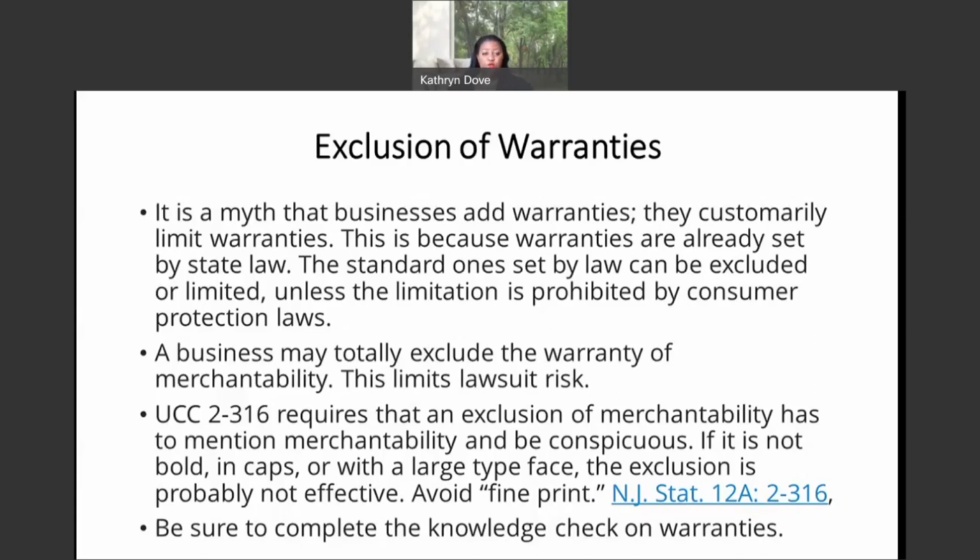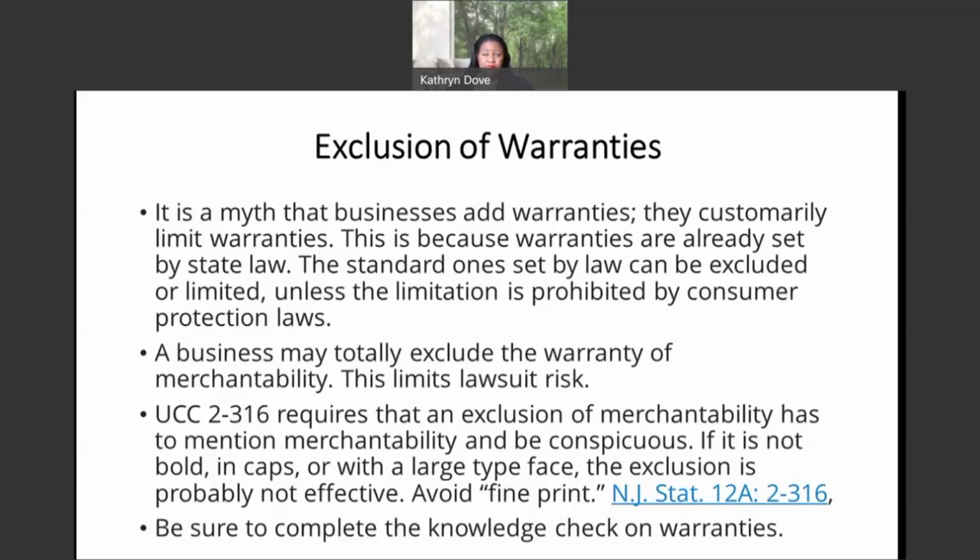A business may totally exclude the warranty of merchantability. This limits the lawsuit risk. Under UCC 2-316, there's an exclusion of merchantability that says, if a business wants to exclude merchantability, which is a warranty that it's fit for ordinary purposes, it must be in bold, in caps, and with large typeface. That's New Jersey Statute 12A:2-316. That's the New Jersey provision of UCC 2-316. So in New Jersey, if you want to exclude a warranty, it better be in large, bold print so that the consumer can see it. Otherwise, it's not going to be considered a valid way to get out of warranties.